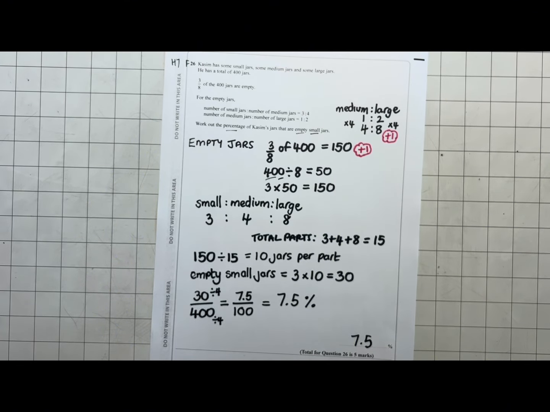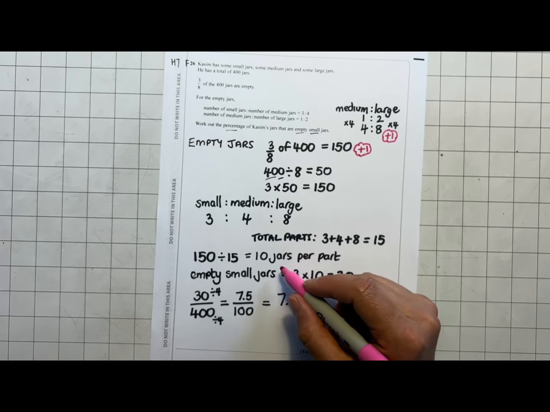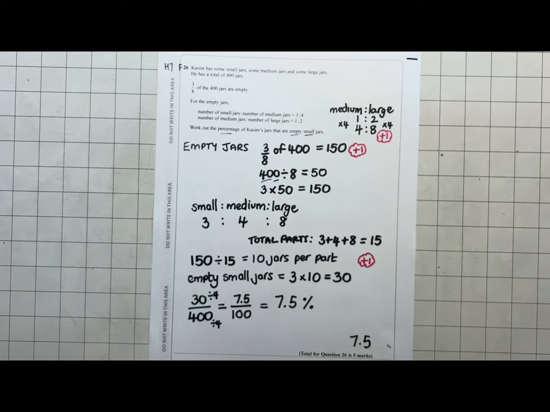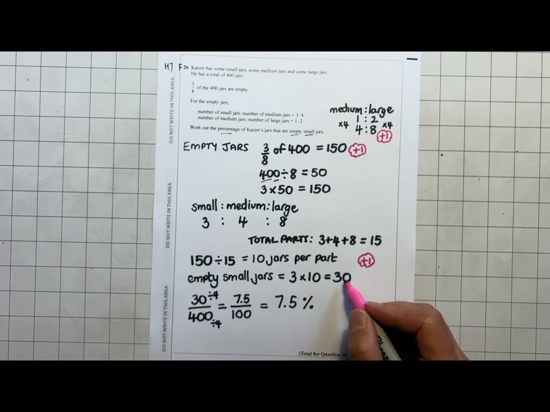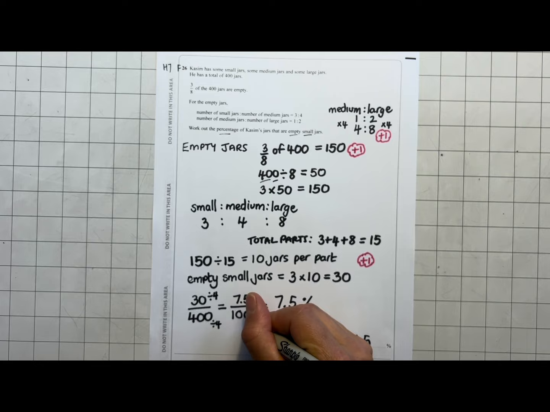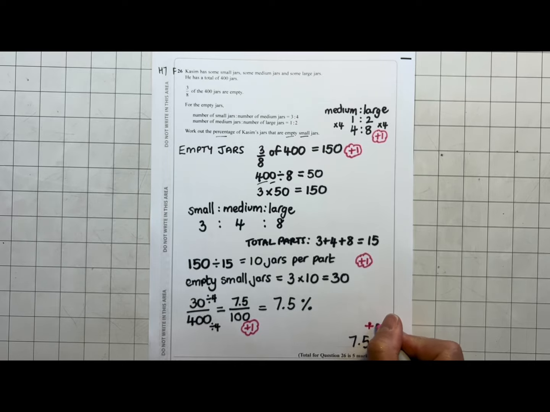The third mark is for the process to find the number of empty small jars. And so this is for finding 15 parts, and there are 10 jars per part, giving us 30 empty small jars. The fourth mark is for a process to find the percentage. And finally, the fifth mark is for finding 7.5% as your answer.